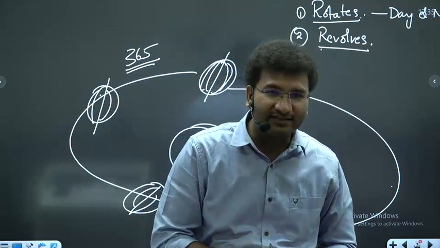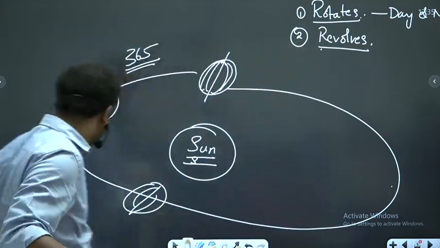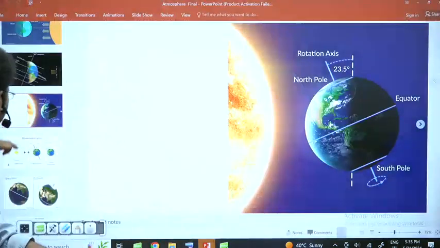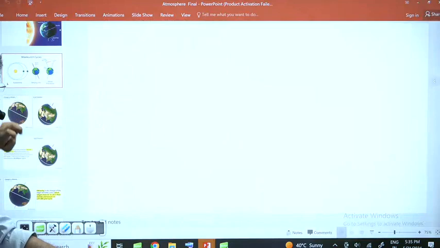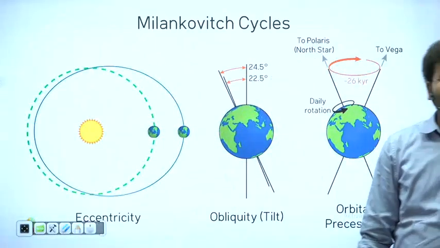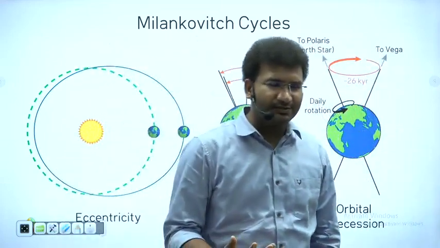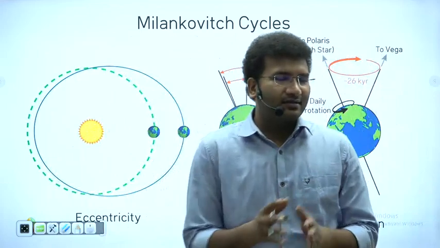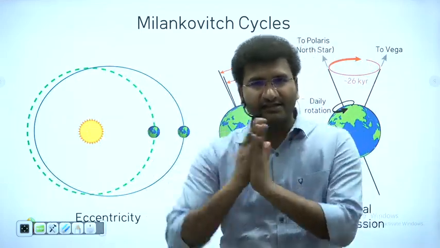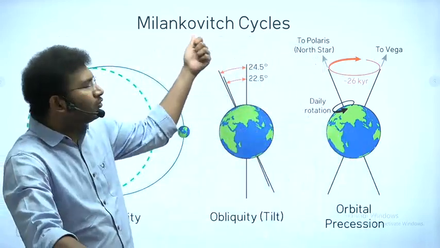Now this is called... can anyone tell me what is this called? Yes. What is this called? Milankovitch cycles. Milankovitch cycles means sometimes the earth changes its position. Its axis, that axis will also tilt here and there. Now they are given different names in these Milankovitch cycles.